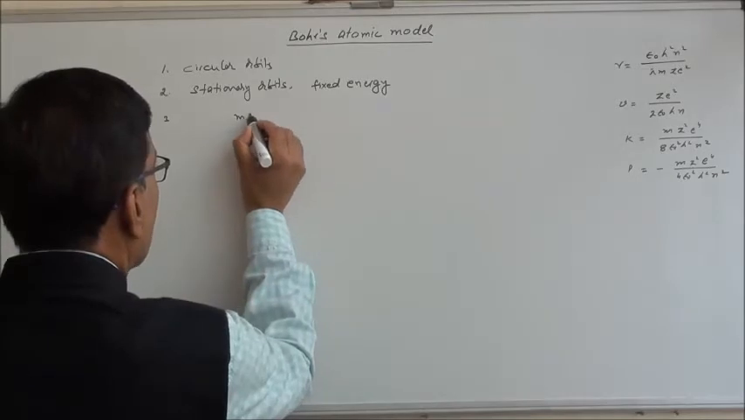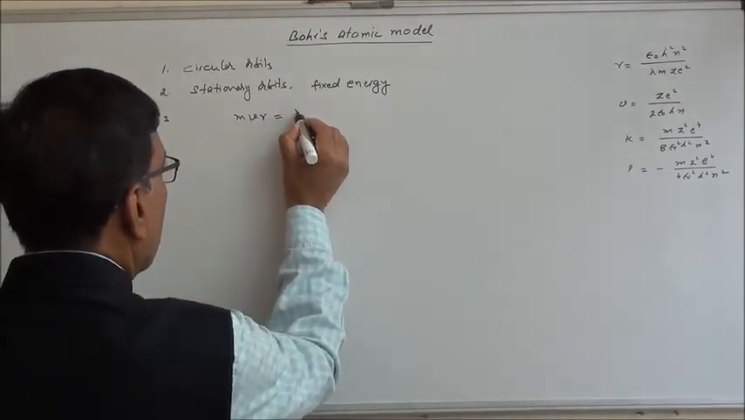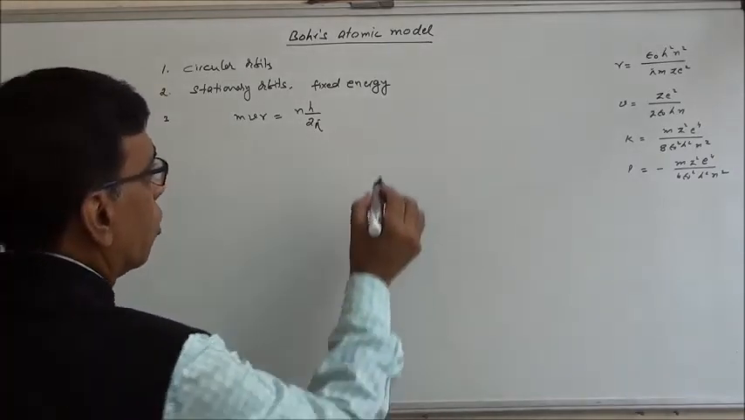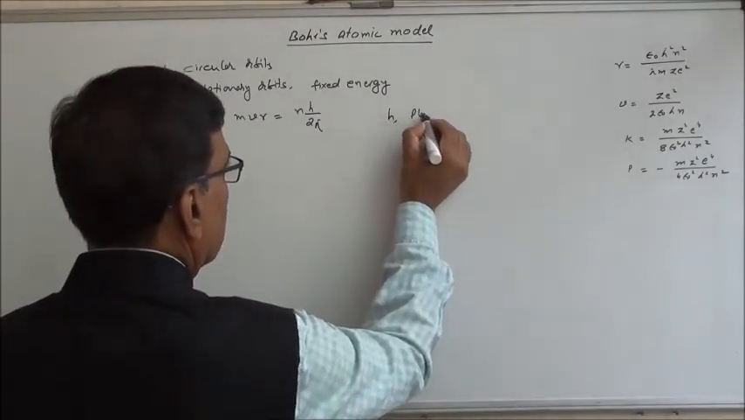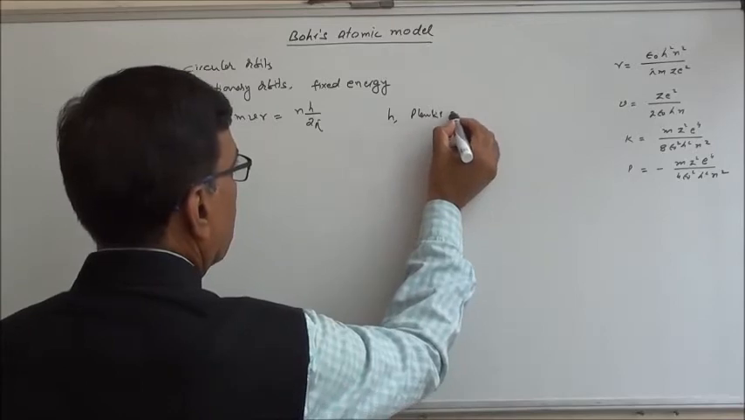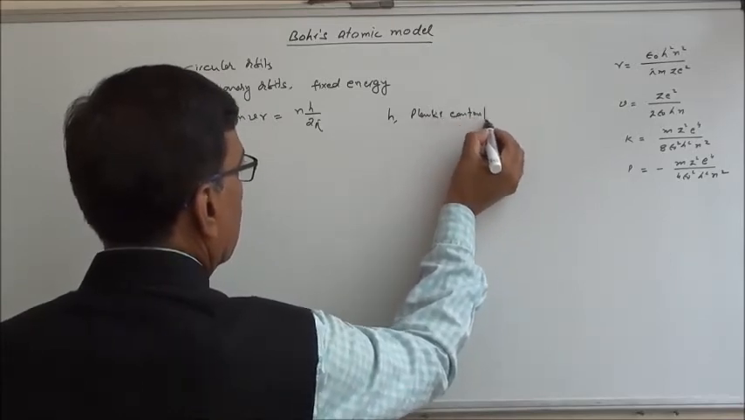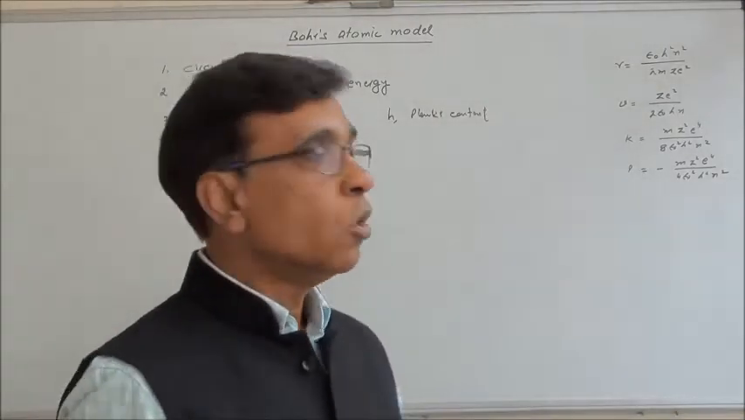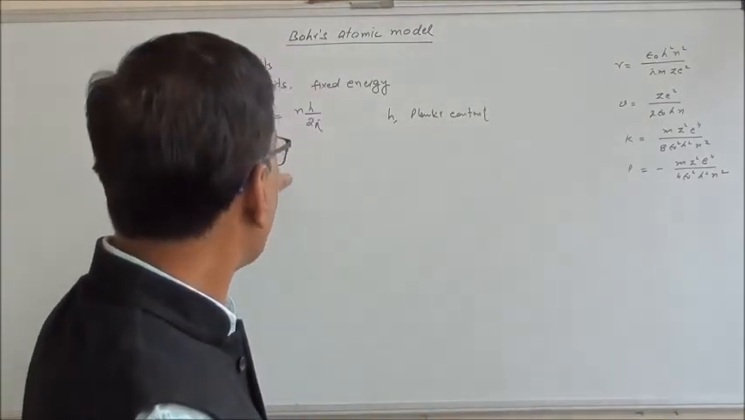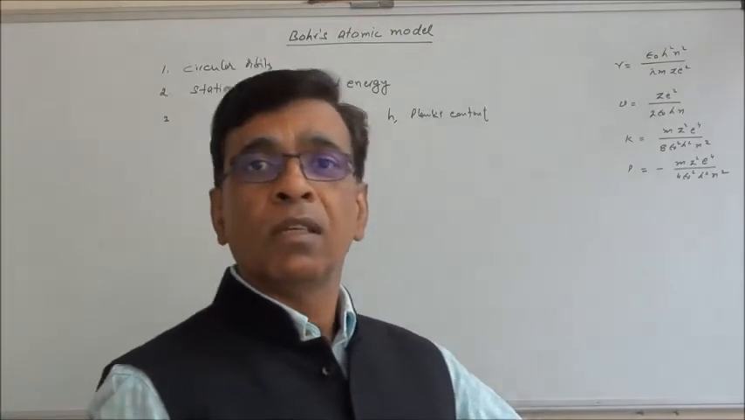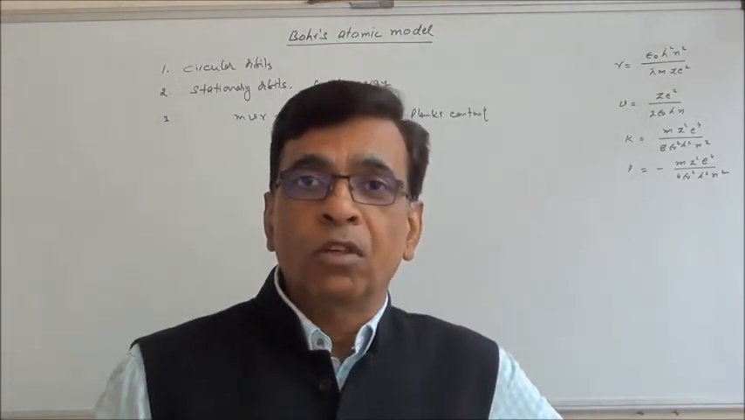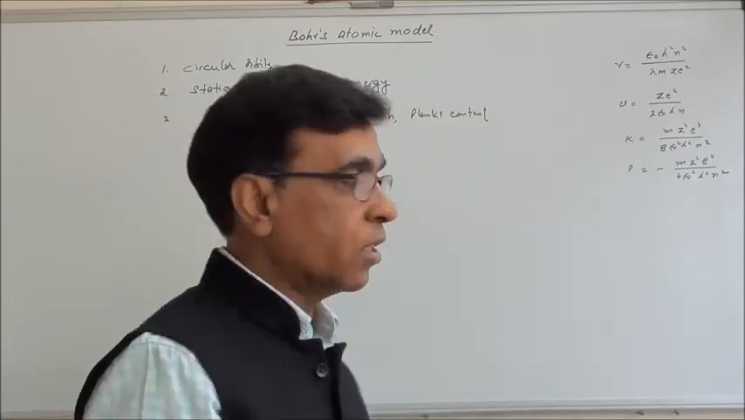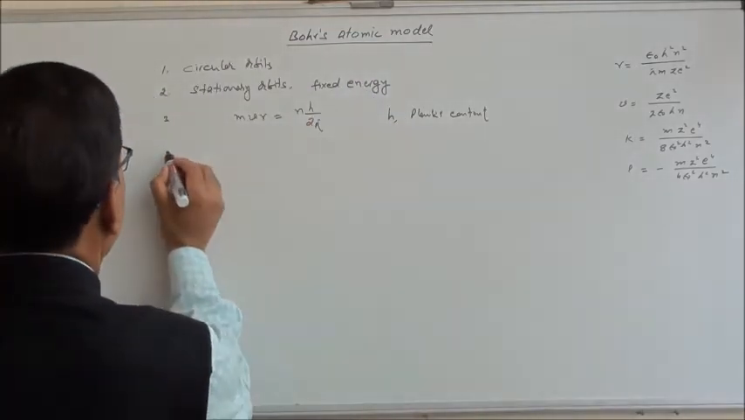Only those orbits are possible in which the angular momentum of the electron is a multiple of h upon 2 pi, where h is Planck's constant. That is, mvr equals nh upon 2 pi, where n is just a number: 1, 2, 3, 4. So only those orbits are possible in which the angular momentum of the electron will be a multiple of h upon 2 pi. So he quantized even the orbits.